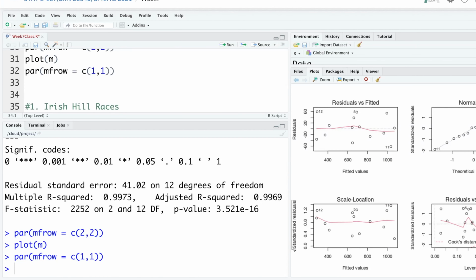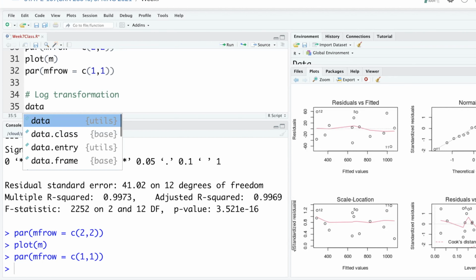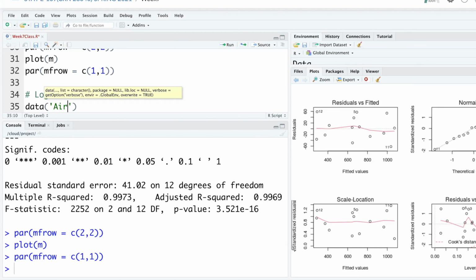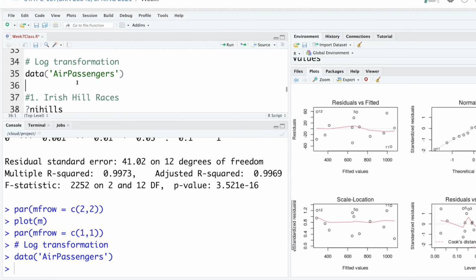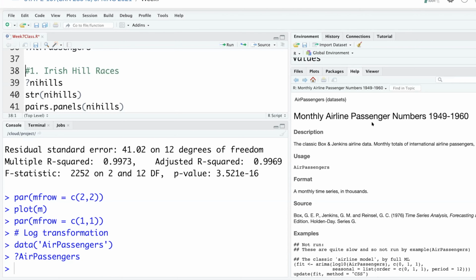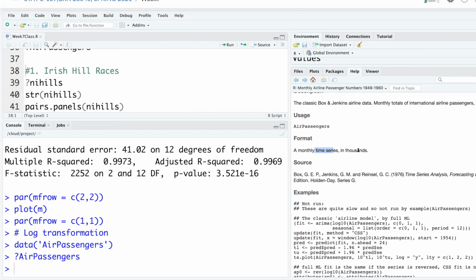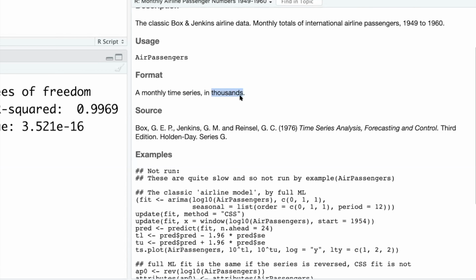Another thing I want to include here, especially talking about log transformation. So let's look at inbuilt data in R. It's called AirPassengers. Let's do question mark AirPassengers just to see what this is. Very old data. These are monthly airline passenger numbers between 1949 and 1960. Actually, it's an example of time series data. And the numbers that you may see are in thousands.